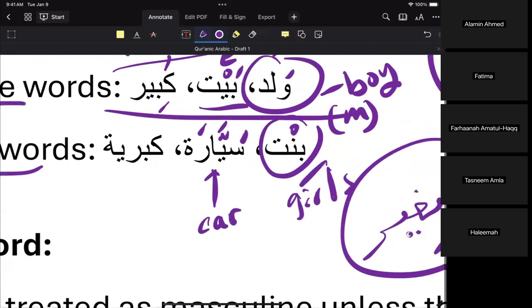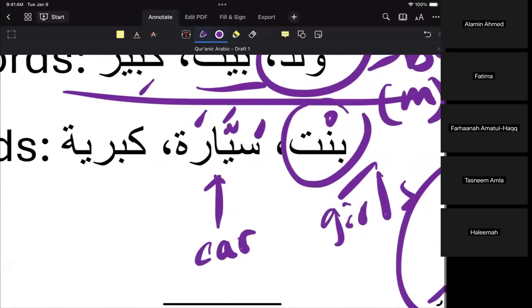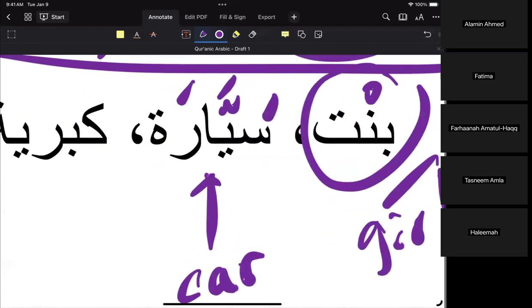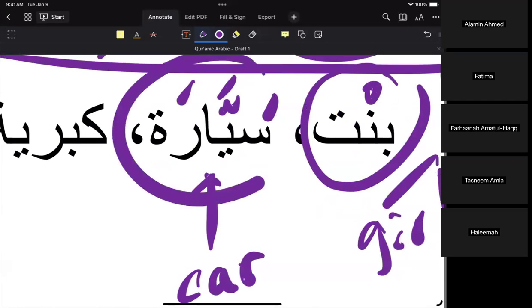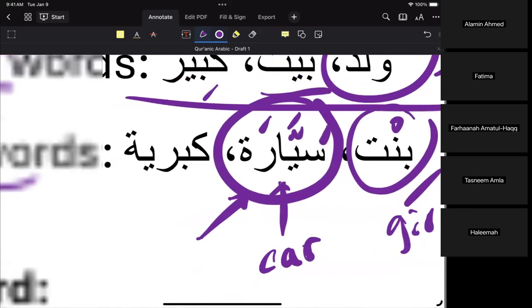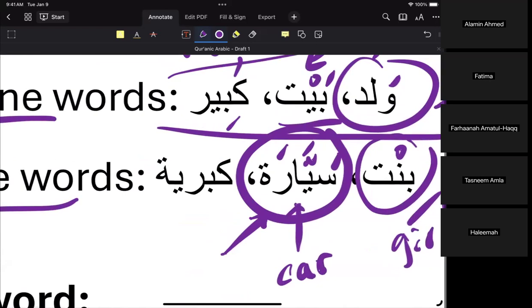So now the question is, why are we saying sayyara is feminine? First of all, does car have anything to do with masculinity or femininity? Not really. We are talking about the word. We need to know if the word is masculine or feminine. This word is feminine. Now look what happened.